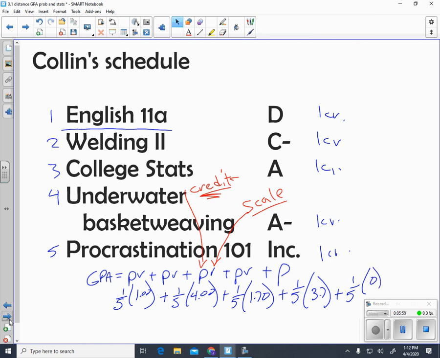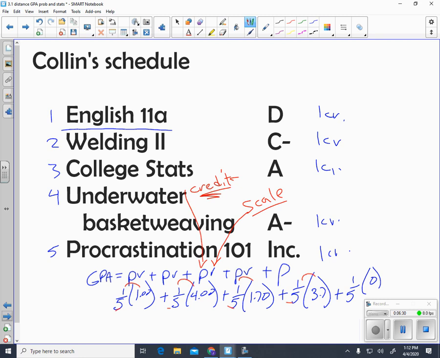And now we would take our calculator and multiply that together. Now, if you're smart here and you see that all of these are fifths, what I would do is I would just take 1 times 1 plus 1 times 4 plus 1 times 1.7 plus 1 times 3.7, and then divide by 5.